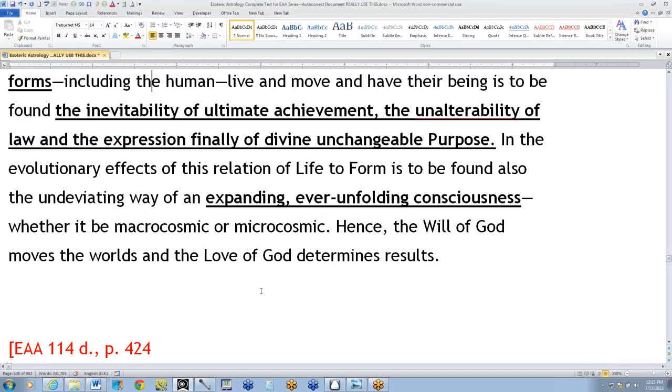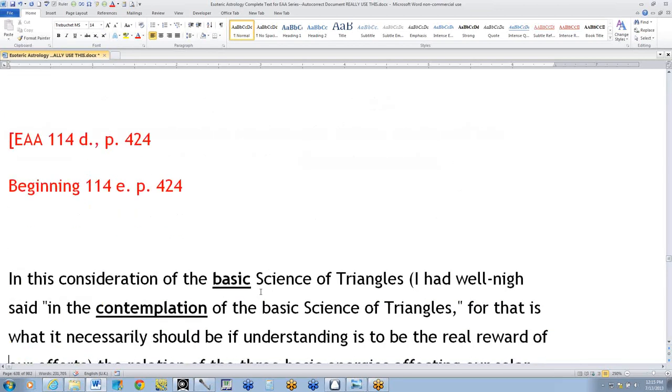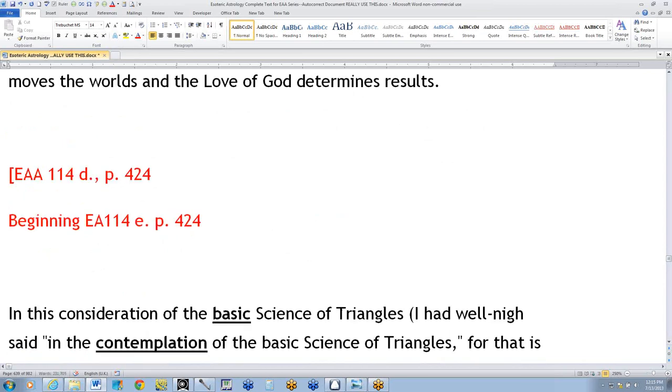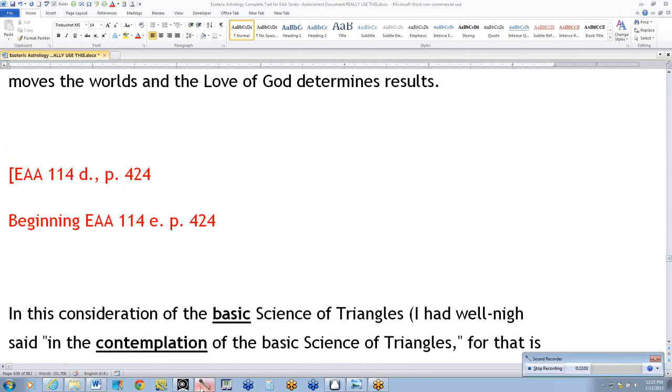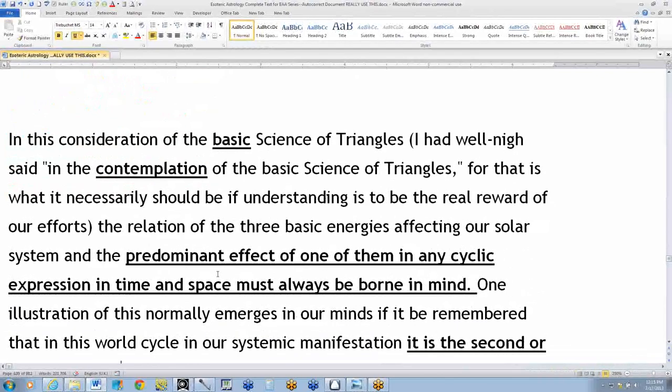Now, let us begin and spend at least a couple of minutes talking about the beginning of Esoteric Astrology Adventure number 114E. And let's see, I just want to spend a couple of minutes and then segue into the part which is probably okay. So we're considering the basic science of triangles. It's just the foundation of the science of triangles.